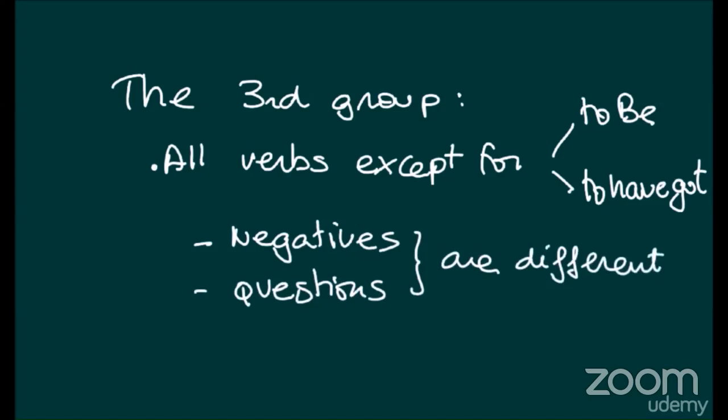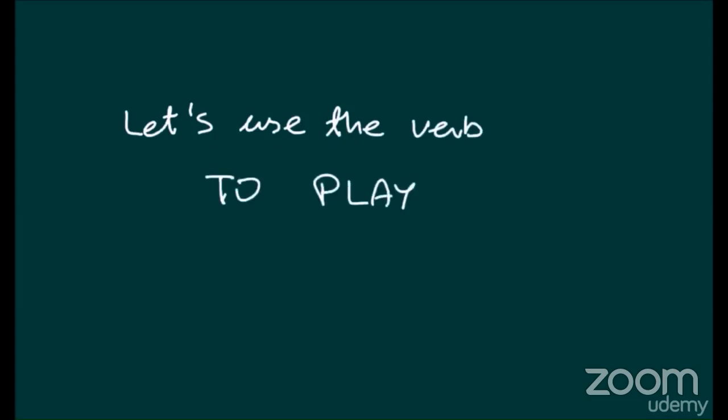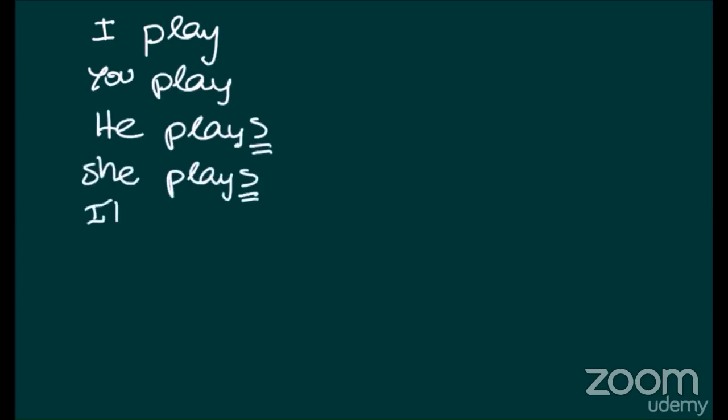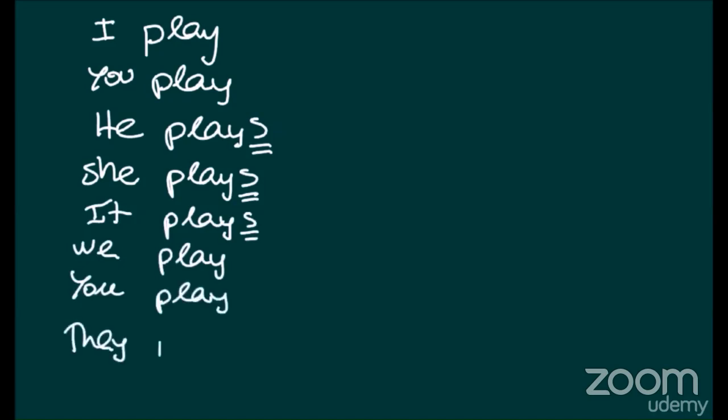Let's see how we create the sentences in present simple with verbs that are not the verb to be or the verb have got. Let's start with the positive sentences. Let's use the verb play. We say, I play, you play, but in he, she, it, we say plays. So the subjects he, she, it make the verb end in s. Plural subjects, we, you, and they play. As you see, the different ones are he, she, it, where the verb ends in s.